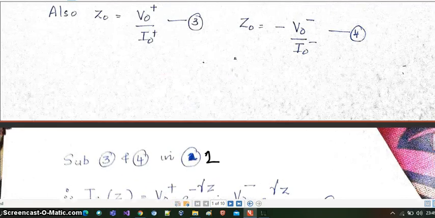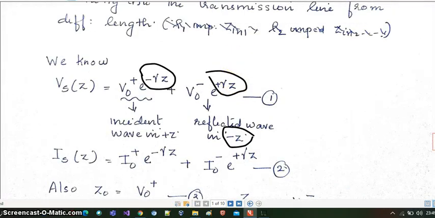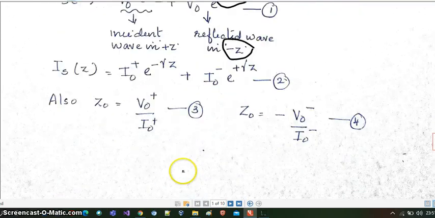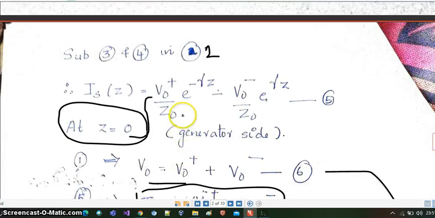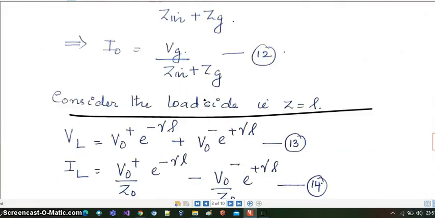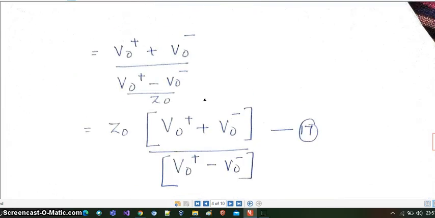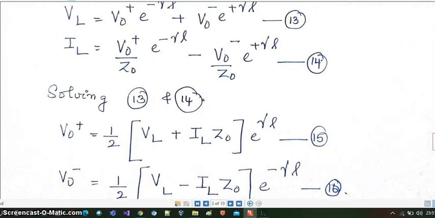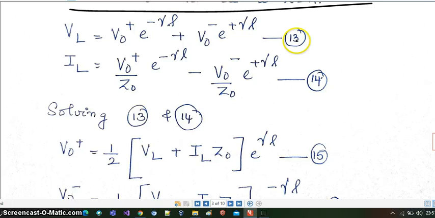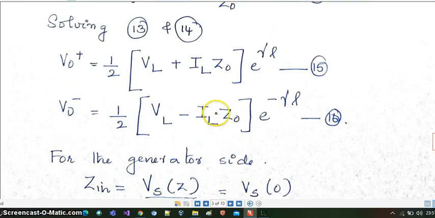So these are those two equations. Here in this equation you can substitute Z equal to L, and similarly in this equation you can substitute Z equal to L. That is written here. So this is my equation 13 and 14, and using these two equations I can find out V0 plus and V0 minus, which are my equation 15 and 16.